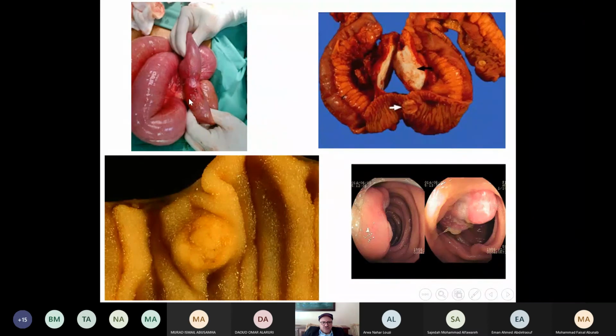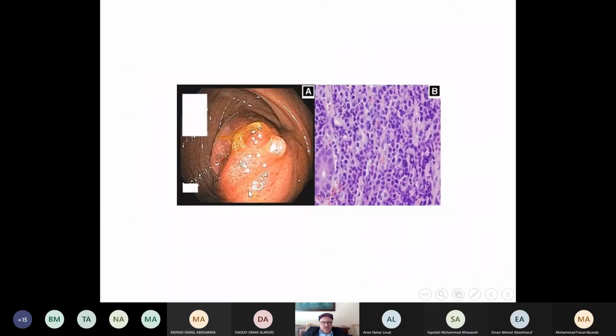And these photos show different tumors in the small intestine. Perhaps this is an adenocarcinoma. This is taken from a small intestinal capsule, maybe a carcinoid. This is a lymphoma.